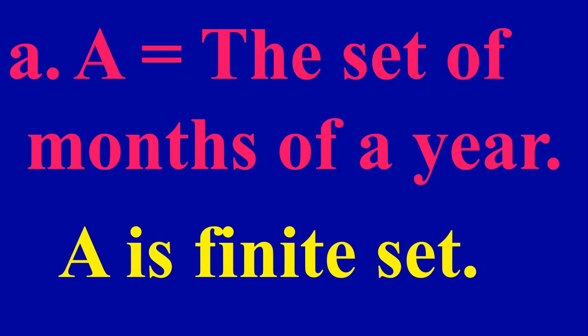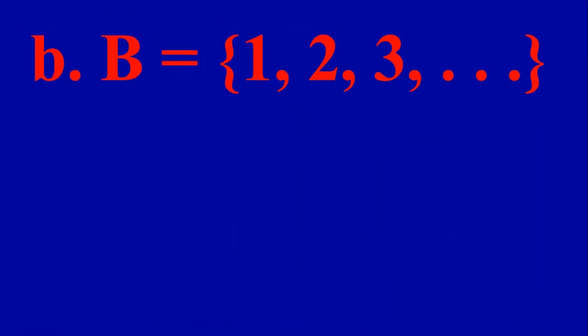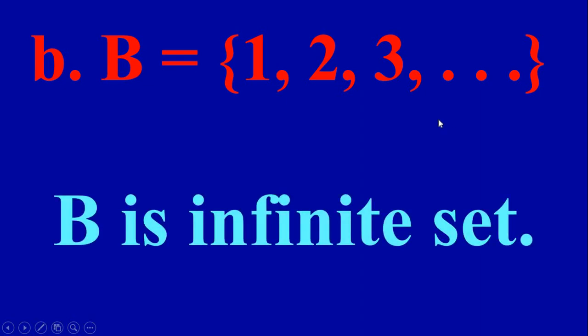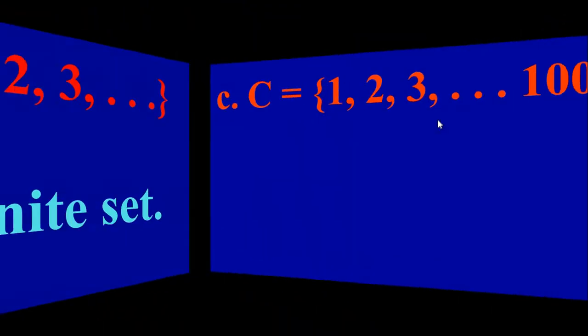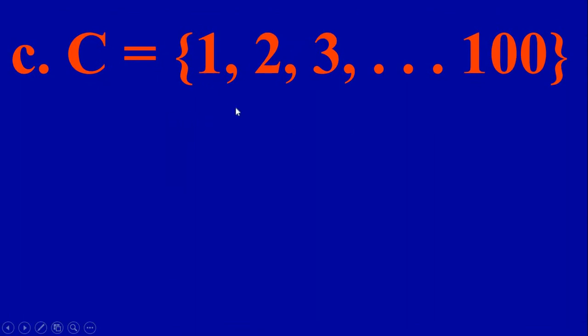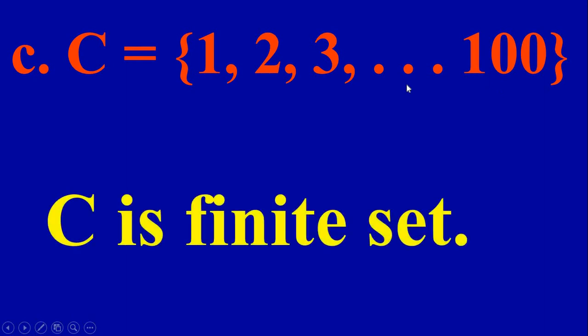So next one, B equal to set 1, 2, 3, etc. Now here it is "etc." given. There is no last number. So therefore this is infinite set. So B is infinite set. So next one, C equal to 1, 2, 3, etc. up to 100. Now here important, it's up to 100 only. So we have 1, 2, 3, 4, 5 up to 100. Here we have only 100 numbers. So therefore this is finite set. So C is finite set.